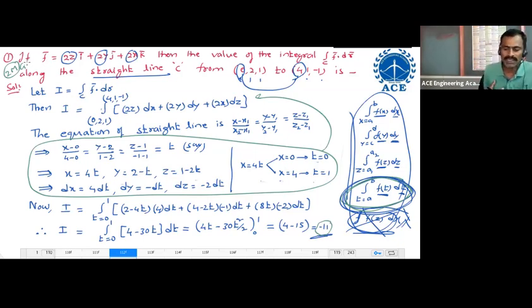This is a general method of evaluation of any line integral. We convert the line integral to a single integral using the equation of the curve, and then we find the limits and the value of the integral. It is a general method.